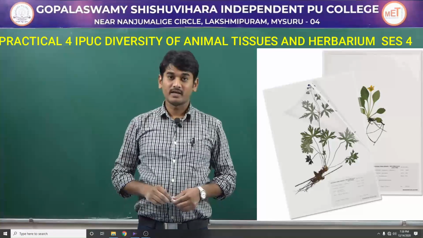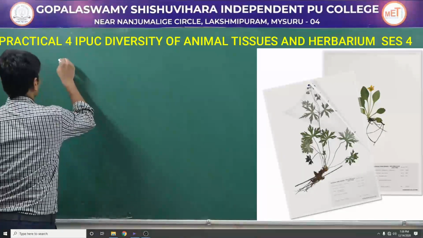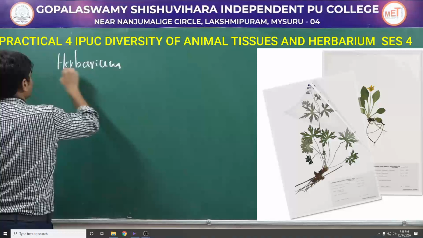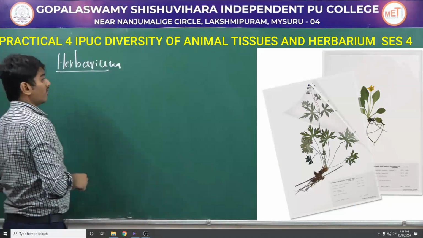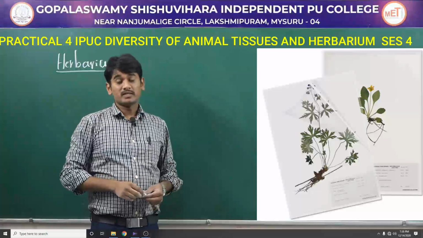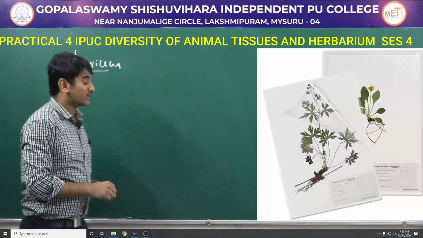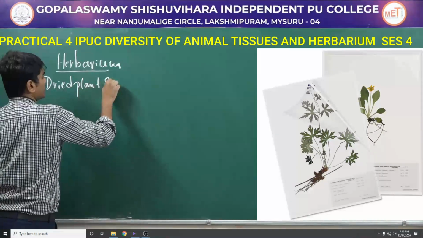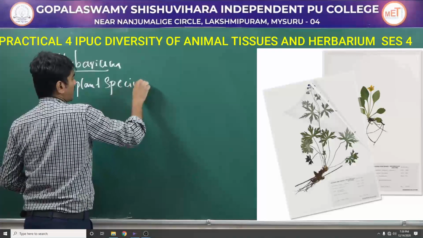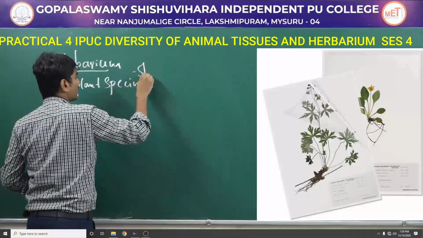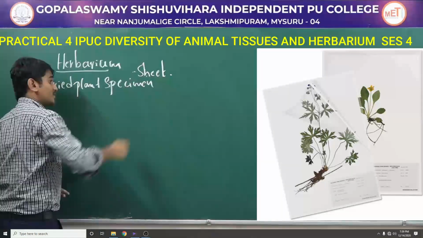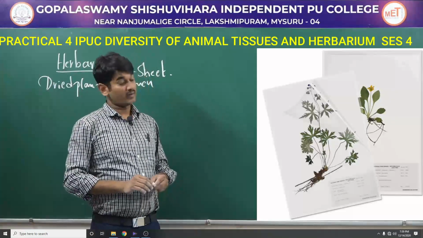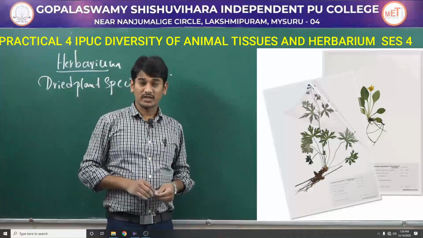Yes, the next concept is herbarium. Dear students, in the first chapter, Living World, we studied about herbarium. So, herbarium is a dried plant specimen which is mounted on a herbarium sheet. On the right side we can observe the herbarium sheet containing a dried plant. The dried plant is mounted on the herbarium sheet.